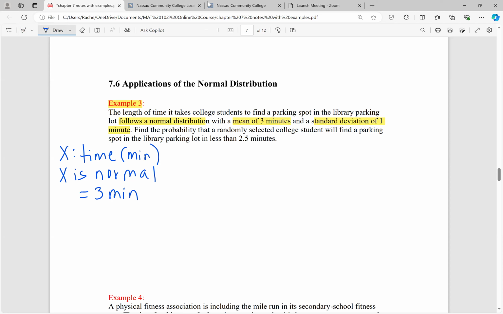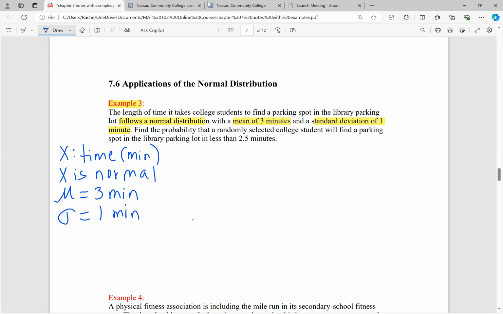So you have to ask yourself, okay, this mean of 3 minutes, is this for the whole population or is it for a sample? Now, there was no mention that a sample was taken, so we're assuming this is all college students. So we have to use the population mean, which is mu. Therefore, we're going to use sigma, which is the population standard deviation as well, and that's 1 minute.